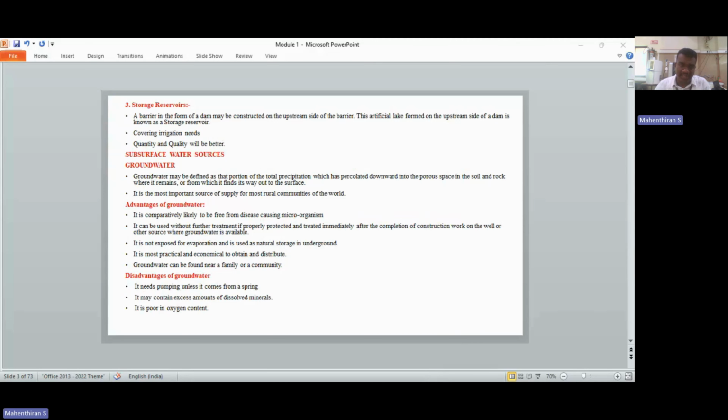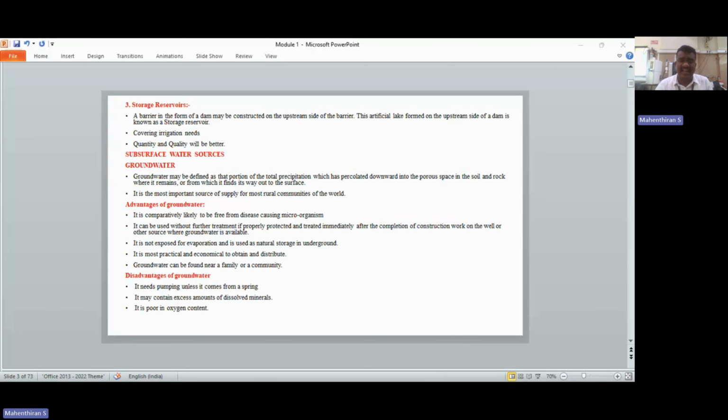Now we will look into the importance of groundwater. Groundwater is extremely important. In fact, it is the most important source of water supply for rural communities across the world. In many villages, people depend entirely on wells, borewells, or hand pumps for their daily needs.